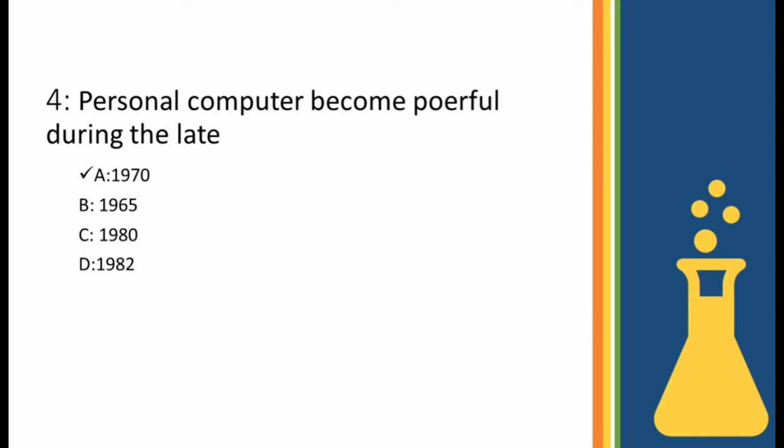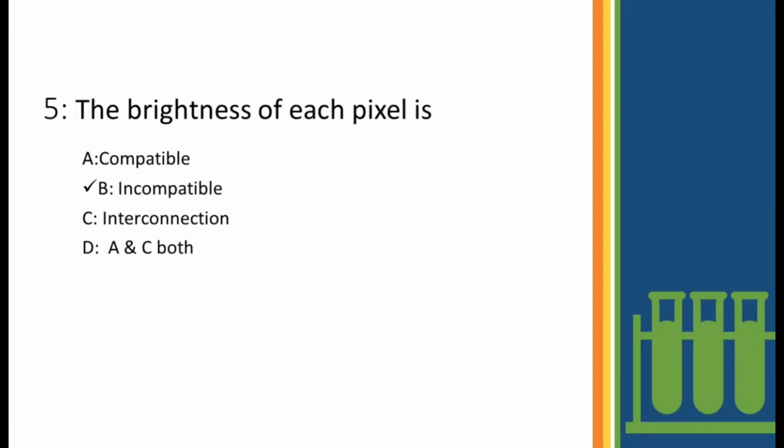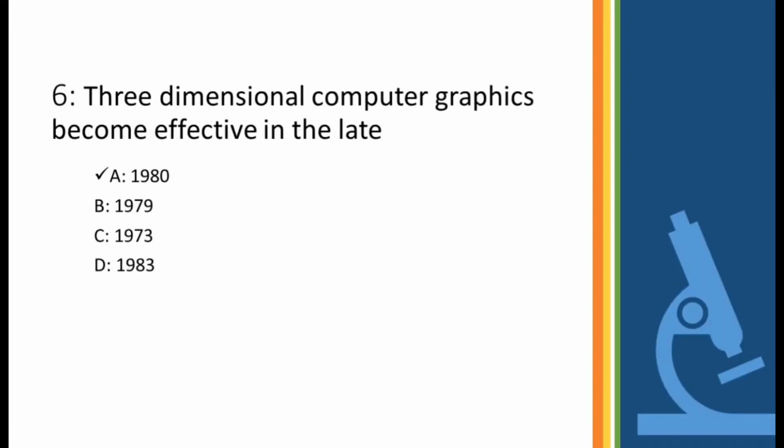Personal computers became powerful during the late... The correct answer is A, 1970. The brightness of each pixel is... The correct answer is B, incompatible. Three-dimensional computer graphics became effective in the late... The correct answer is A, 1980.